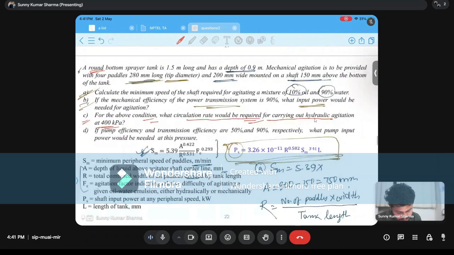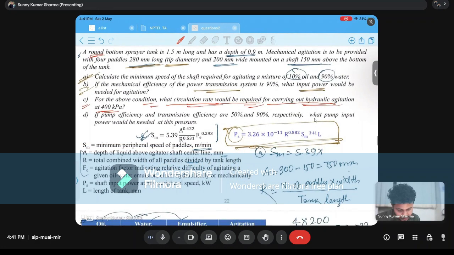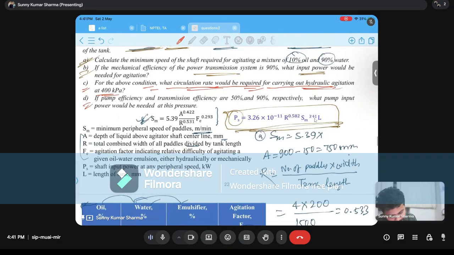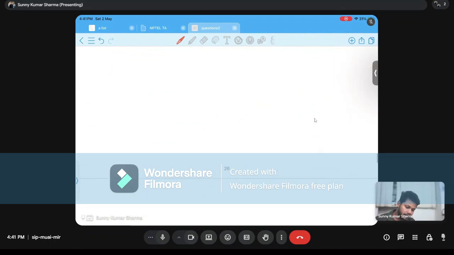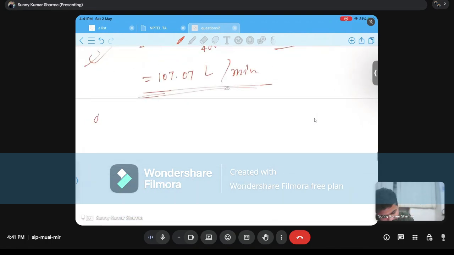Earlier it was mechanical agitation, and in case of hydraulic agitation, the minimum circulation rate required we will find using this formula. And the next thing is, if the pump efficiency and transmission efficiency are 50% and 90%, what pump input power would be needed at this pressure? So this is part D, with the efficiency of pump 50% and the efficiency of transmission 90%. So what will be the input power?